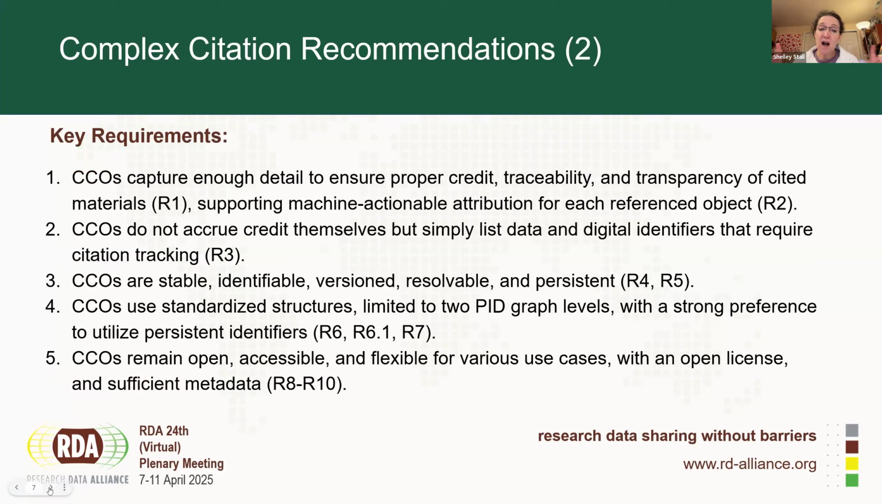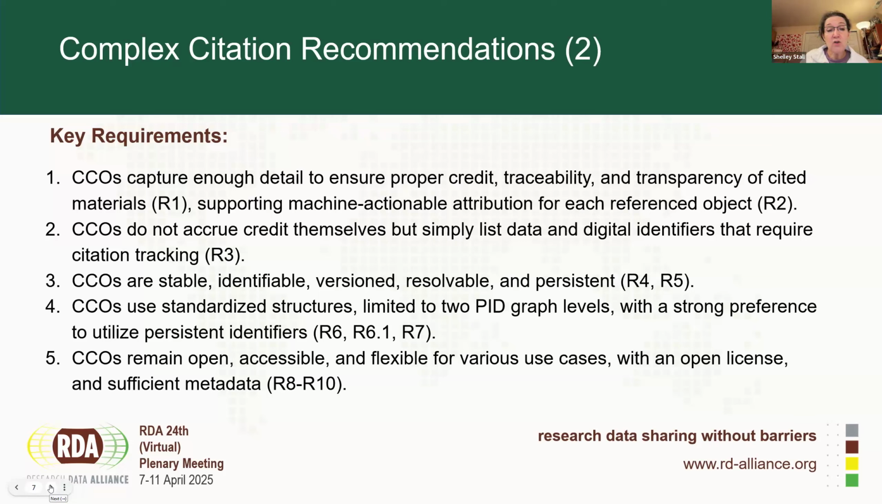So this is a high-level summary of the 10 recommendations, and it's in our summarization of the document, but I think it's a quick way to walk through them. Coming in on the first one, capturing enough detail to ensure that we can, in fact, have credit, traceability, and transparency for the cited objects, the linked digital objects. We have enough machine actionable information to do that. That is critical. If it's not machine actionable, then the downstream services from publication are not going to do what we need.